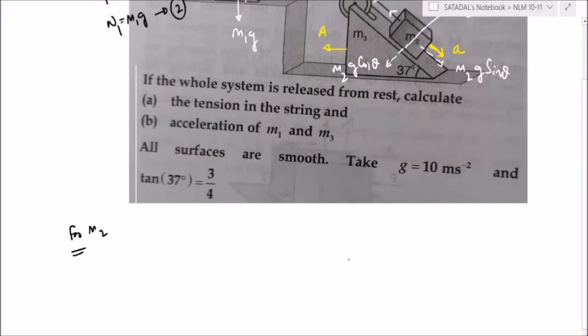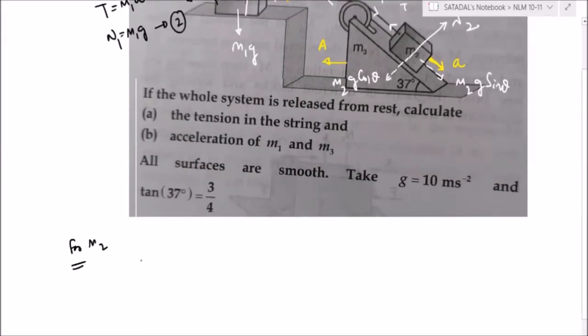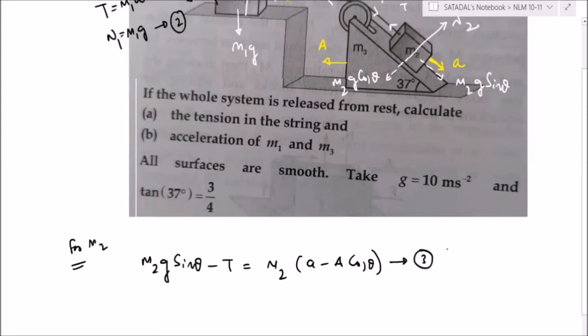For M2, now I am doing it directly because I think I can do it directly now. M2 G sin theta minus T is equal to M2 into A minus capital A cos theta. This is equation number 3. Any doubt?